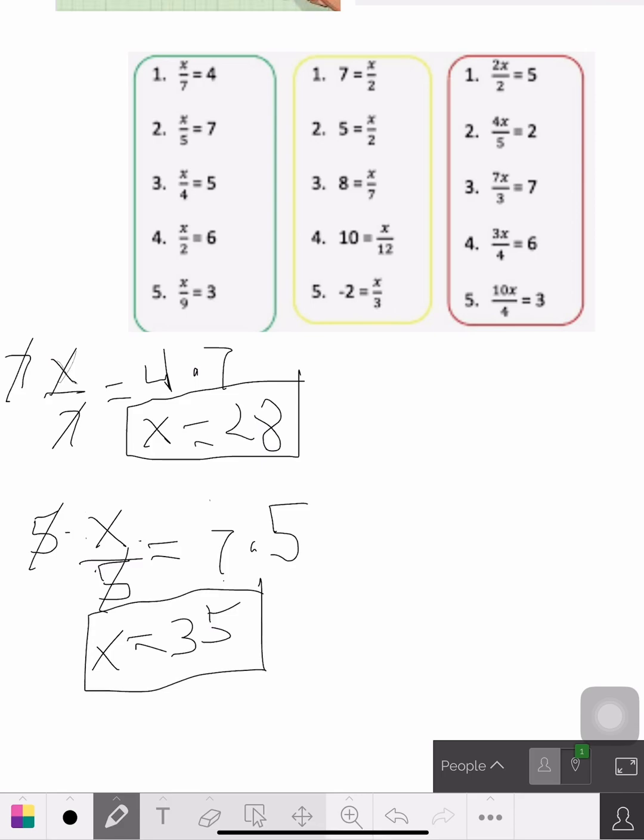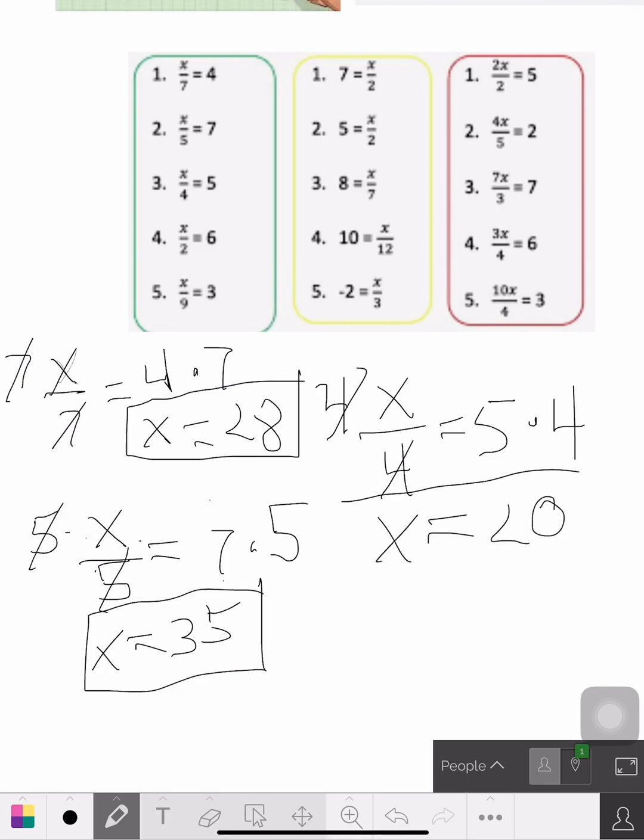Let's do the next one, number 3. x over 4 equals 5. What we have to do here is just multiply both sides by 4. So we multiply this side by 4, multiply this side by 4. These two 4's cross out. We got x equals 20. And that was all there was to it. We just do the opposite, just like we were doing before.